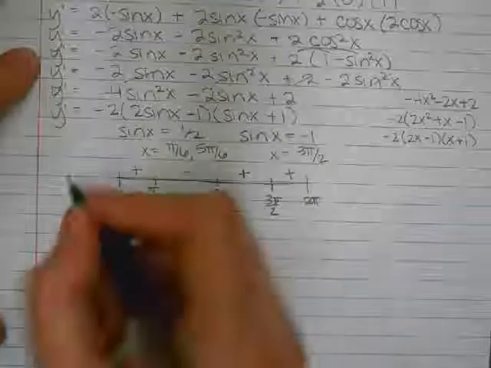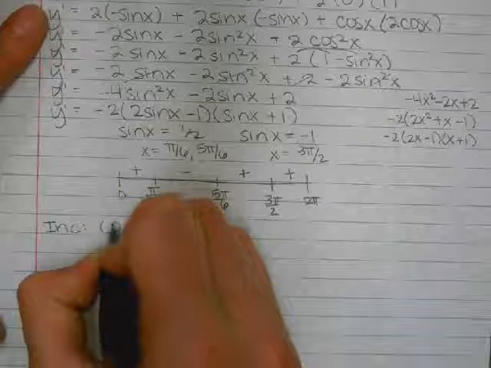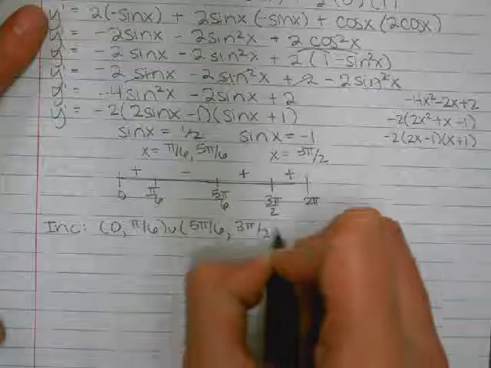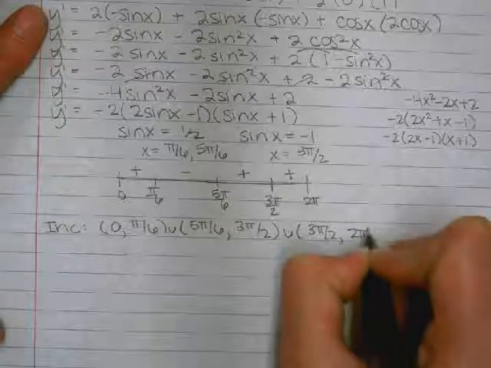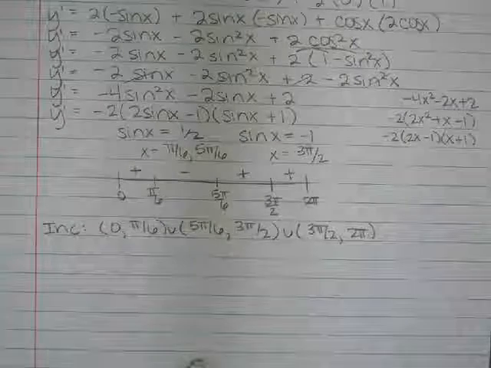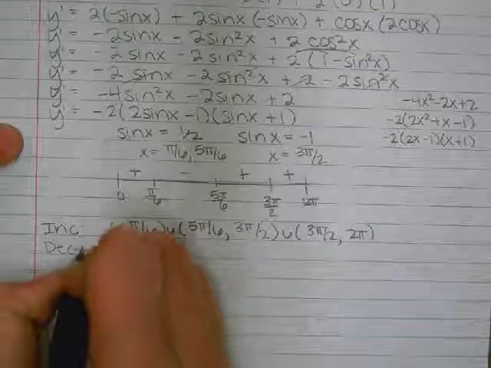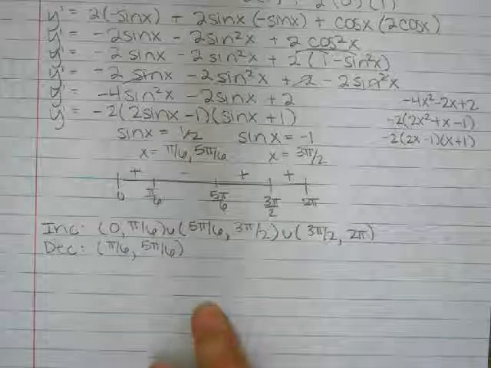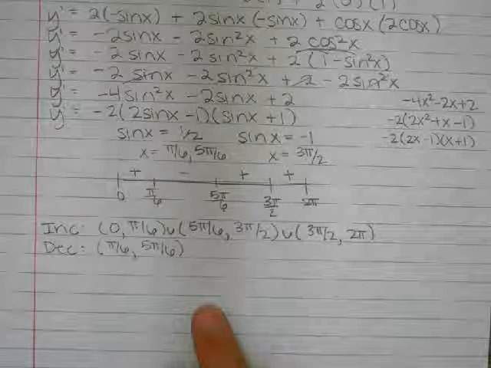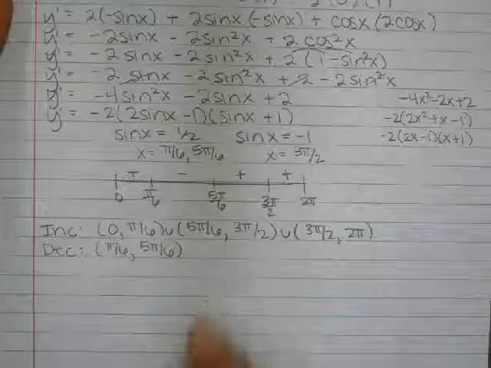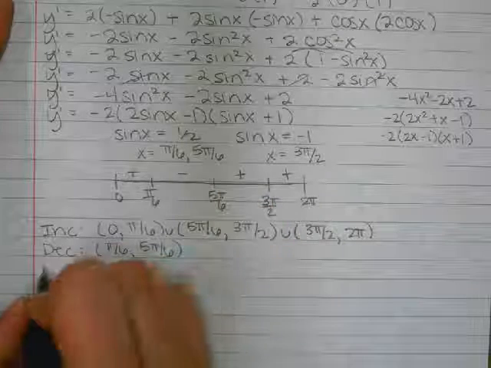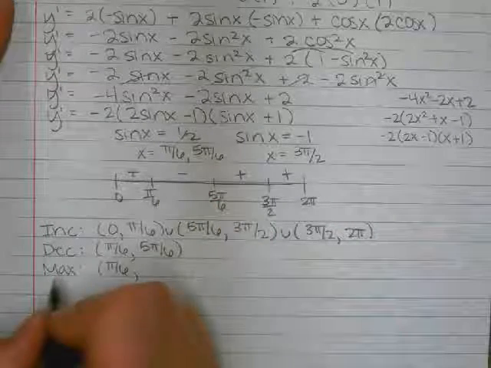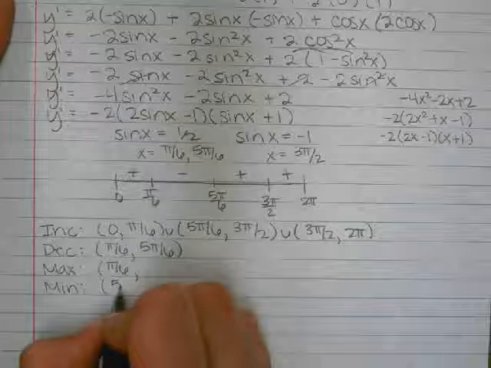So based off of that, my conclusion is going to be that this is increasing from 0 to pi/6, and from 5 pi/6 to 3 pi halves, and from 3 pi halves to 2 pi. And the decreasing interval is from pi/6 to 5 pi/6. So next we want to look to see if we can see any maximums or minimums, and we can. We are increasing to decreasing, and so that's going to give us a maximum at pi/6. And here is decreasing to increasing, and that is going to give us a minimum at 5 pi/6.